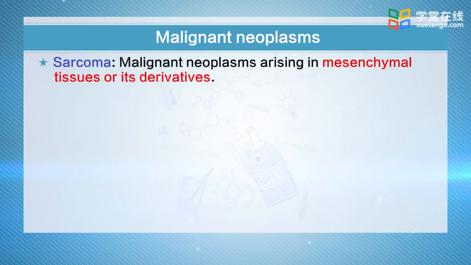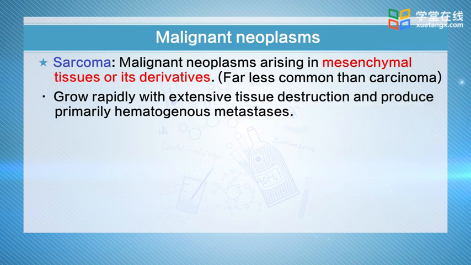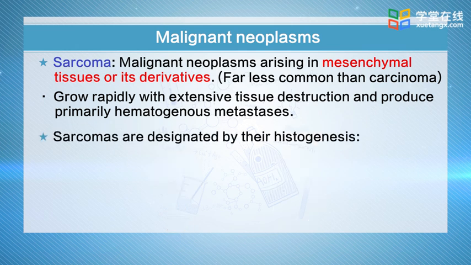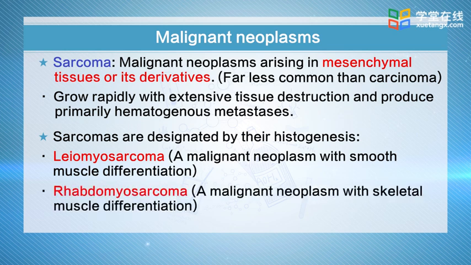Because of the fleshy appearance of its cut surface, a malignant tumor of mesenchymal tissue is a sarcoma. These tumors are far less common than carcinomas, but they grow rapidly with extensive tissue destruction and produce primarily hematogenic metastases. Most of them are found within the deep soft tissue of the limbs and trunk, although some arise within viscera. Sarcomas are designated by their histogenesis. For example, leiomyosarcoma is a malignant tumor showing smooth muscle differentiation. Rhabdomyosarcomas display skeletal muscle differentiation and mostly occur during childhood.